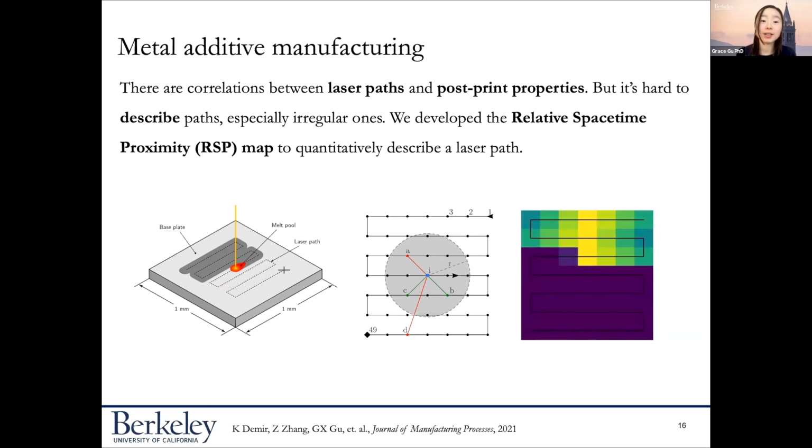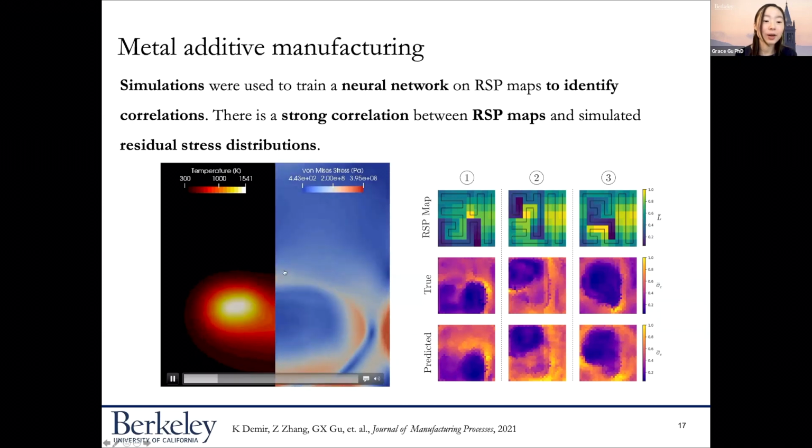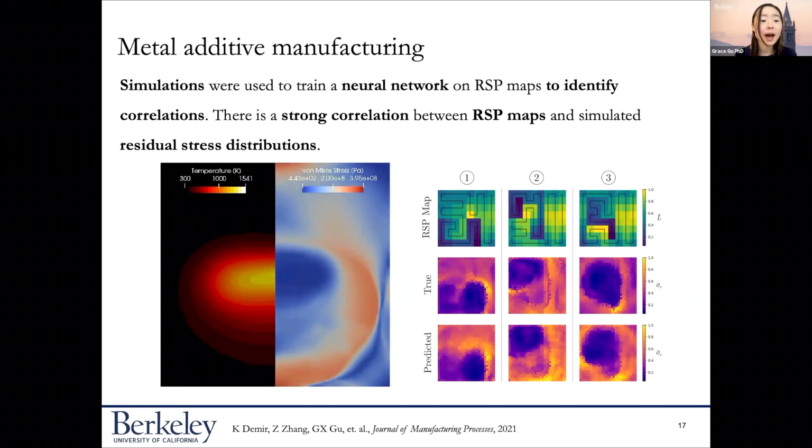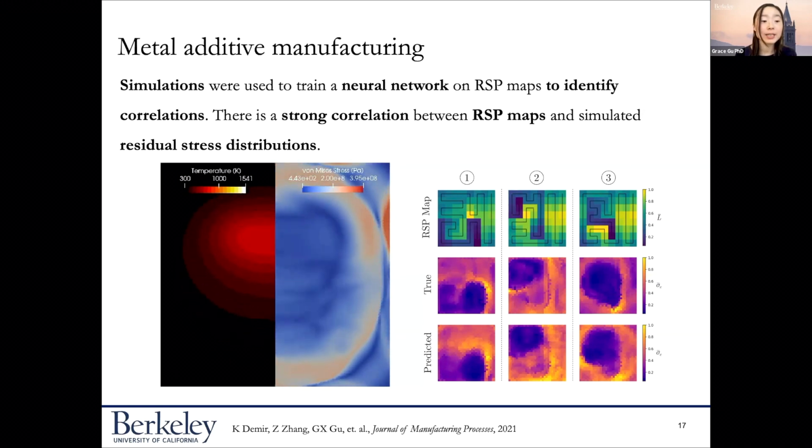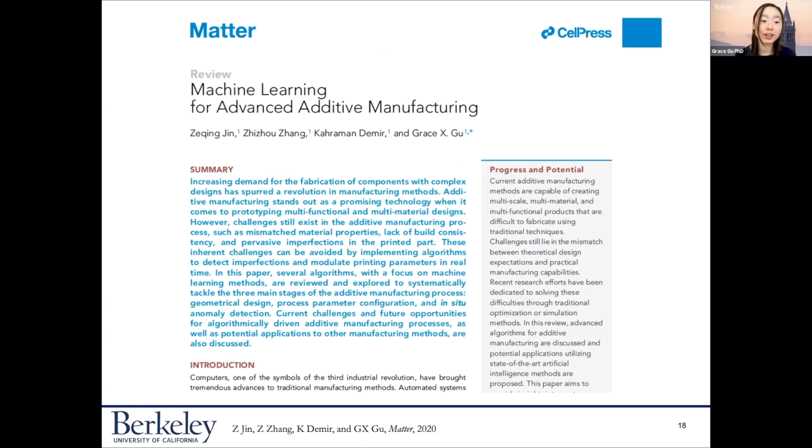Metal 3D printing is often dictated by the issue of residual stress. It turns out the process parameter that really dictates residual stress is the printing pattern. So we're looking into the effects of printing pattern on these residual stresses. This involves creating high fidelity simulations to help us train our models. We have written a review paper on machine learning for advanced additive manufacturing, and if you have time, we'd love for you to check out our paper.